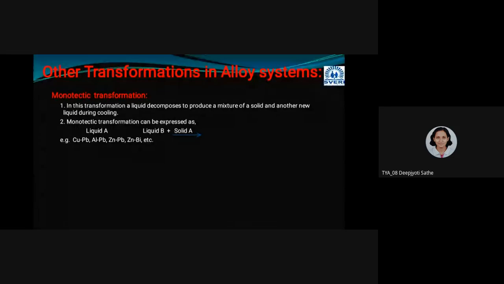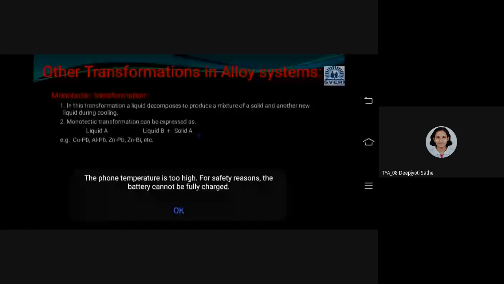In this monotectic transformation, one liquid will be there, and during the cooling process at a particular temperature, that one liquid will decompose to form a mixture of one liquid and one solid. That will be termed as monotectic transformation. For example, you can see here clearly copper lead, aluminum lead, zinc lead, then zinc bismuth. Some examples I have mentioned. Whenever these transformations are asked in the exam, if you write only one example, it will be sufficient.